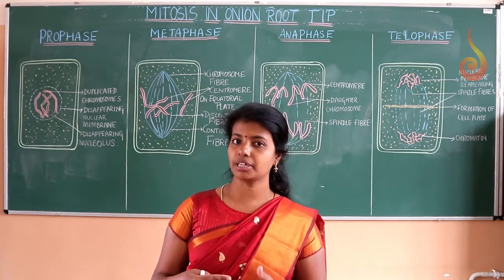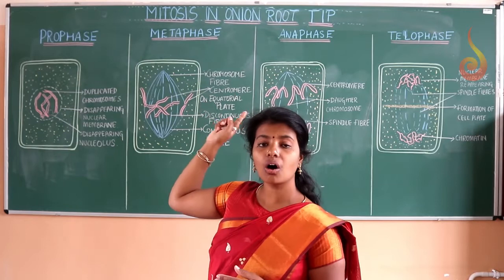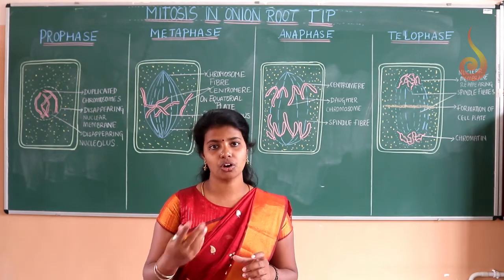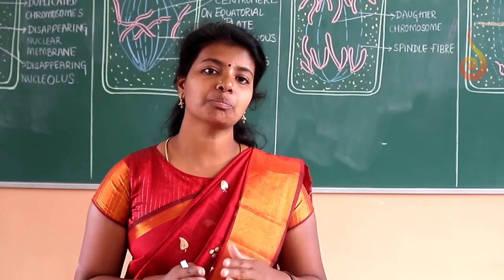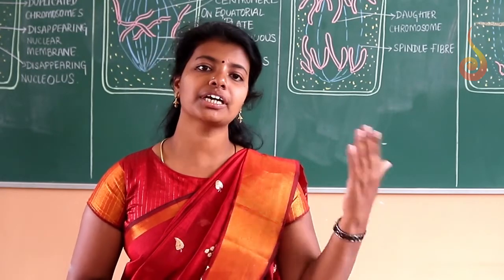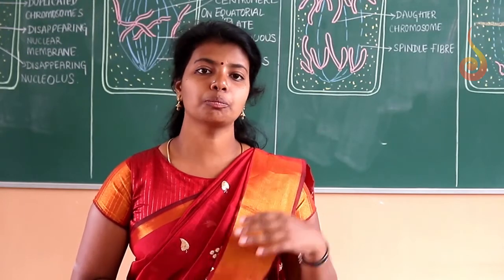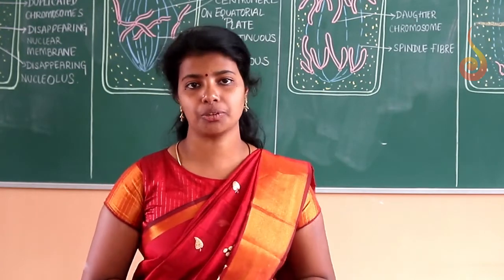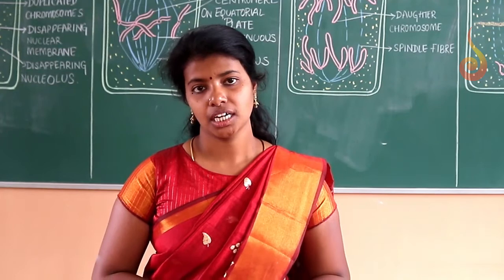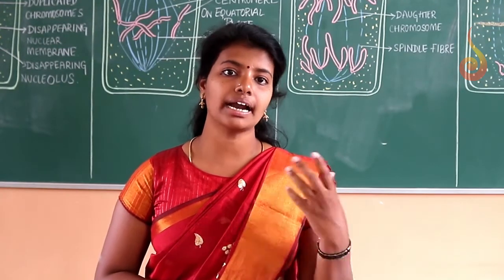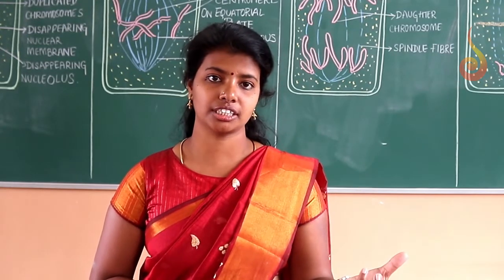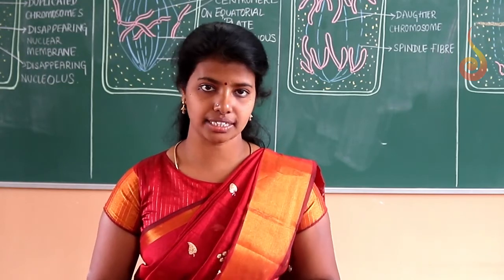The name of the experiment is mitosis in onion root tip. So mitosis, this is a very common word to all of us. Mitosis is a type of cell division which occurs in all kinds of living organisms irrespective of their reproductive method. It could be asexually reproducing or sexually reproducing. We could see mitotic cell division in all kinds of organisms. Mitosis mainly helps in growth and repair in all organisms, and it also aids in reproduction in asexually reproducing organisms.